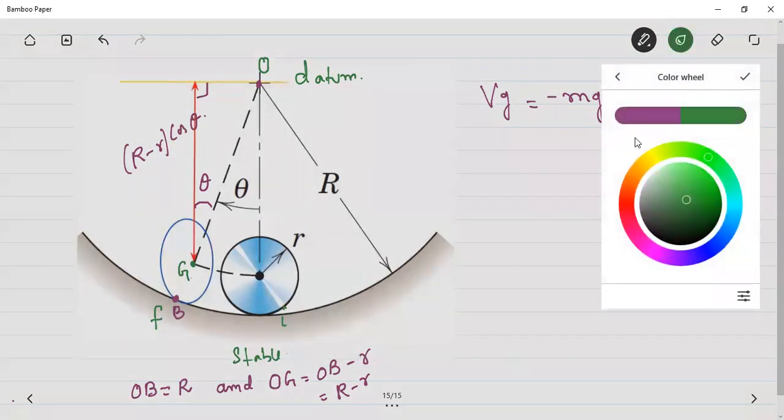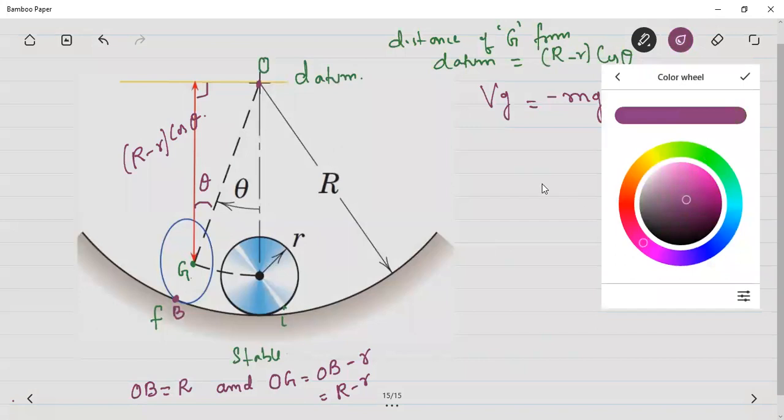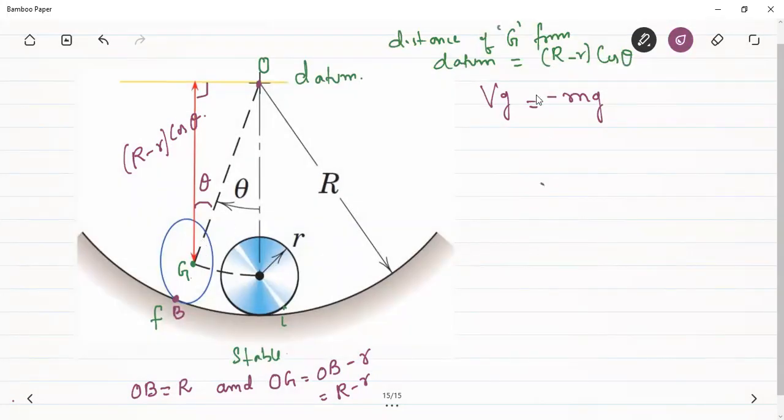So one can write that the distance of center of gravity from datum is equal to R minus r cos theta. In the previous case, it was R plus r cos theta, but in this case, it is R minus r cos theta. And since this distance is vertically downwards, below the datum, therefore we'll have a negative sign here, and we'll have R minus r cos theta.